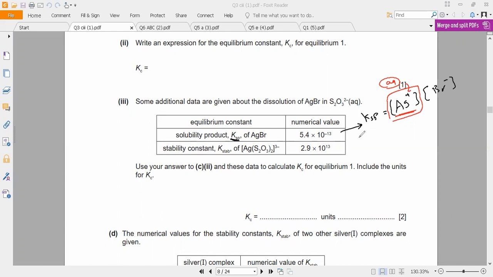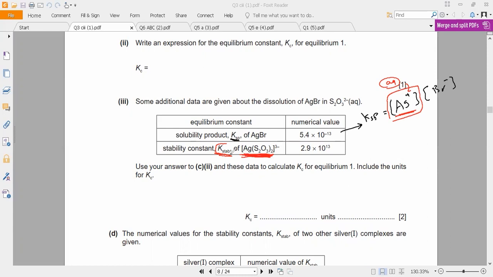I will remind you about this thing. Now, Kstab, we have another stability constant, which is Kstab. Kstab for this one, guys, is Ag(S2O3)2. So how can we write the Kstab equation for this one? How can we write the equation?